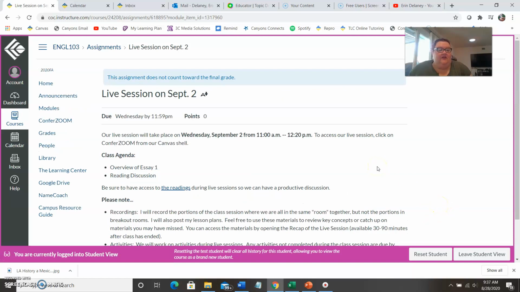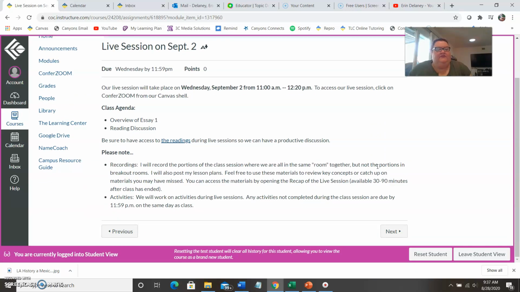When we get together on Wednesday, we'll be doing some overview work for Essay 1 to make sure that everyone feels really comfortable with the assignment and the topic, and to start getting your ideas together for the assignment. And we'll also be discussing the assigned readings. So please do make sure you have access to them so that we can discuss them fruitfully in class.